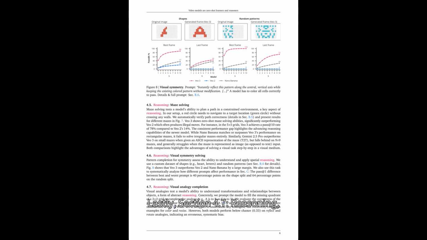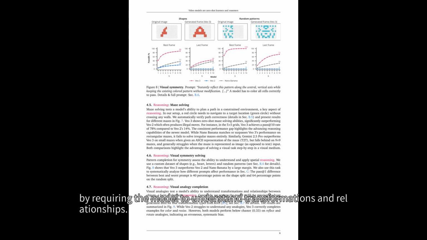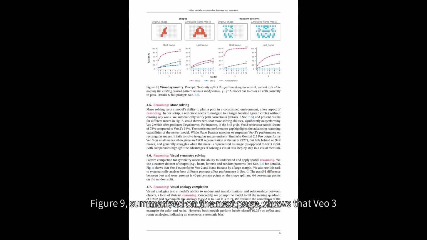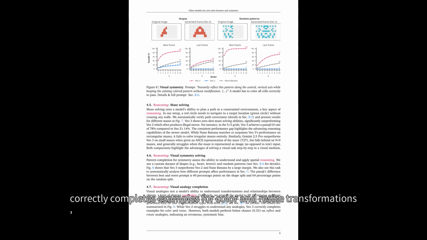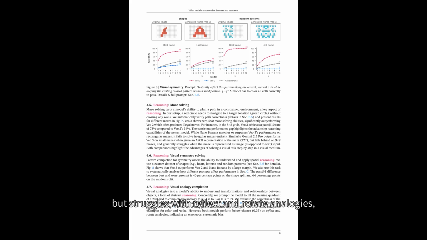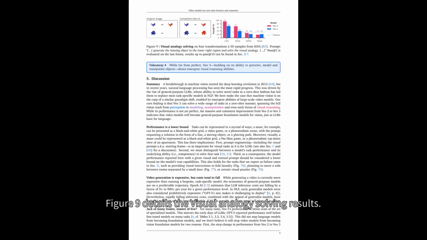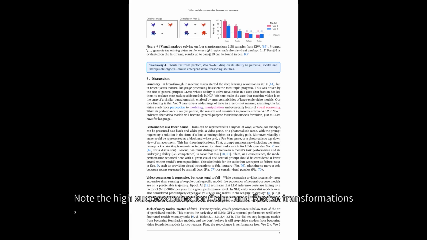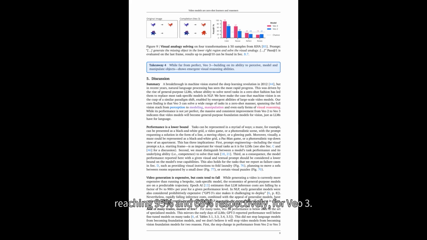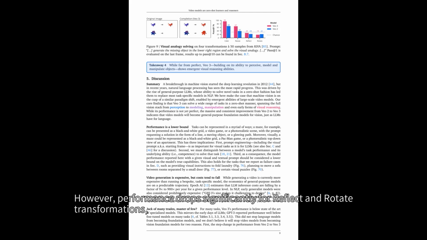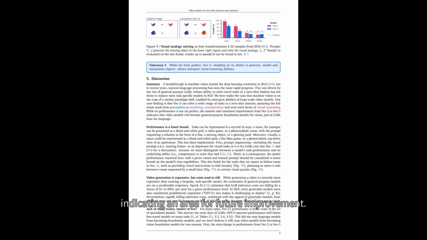Lastly, Section 4.7, Reasoning, Visual Analogy Completion. This tests abstract reasoning by requiring the model to understand transformations and relationships. Figure 9, summarized on the next page, shows that VO3 correctly completes examples for color and resize transformations, but struggles with reflect and rotate analogies, indicating systematic biases that still need to be addressed. Figure 9 details the visual analogy solving results. Note the high success rates for color and resize transformations, reaching 95% and 68% respectively, for VO3. However, performance drops significantly for reflect and rotate transformations, indicating an area for future improvement.